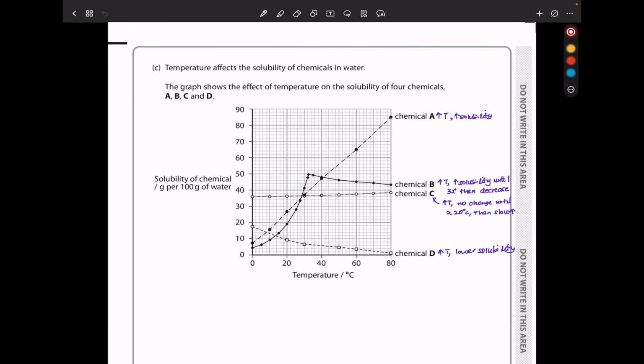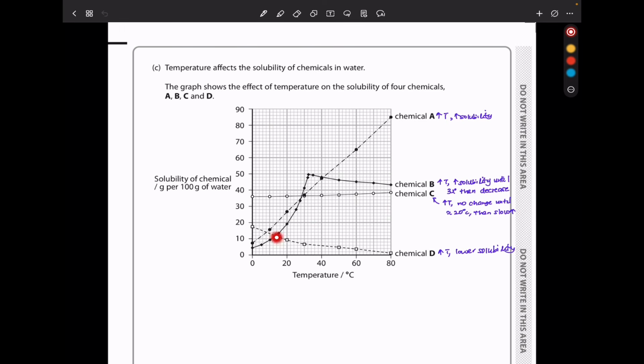In part C, temperature affects the solubility of chemicals in water. The graph shows the effect of temperature on the solubility of 4 chemicals. We have chemical A, B, C, and D. On the vertical axis, we have the solubility of the chemical, and on the horizontal axis, we have temperature. We can see for some of these chemicals, as the temperature increases, solubility increases. For example, for chemical A, there is greater increase in solubility. Actually, the relationship is linear.